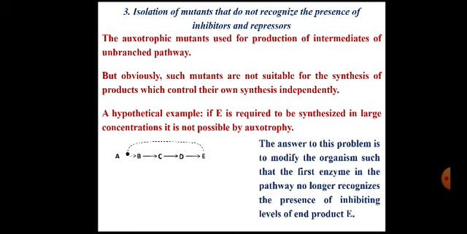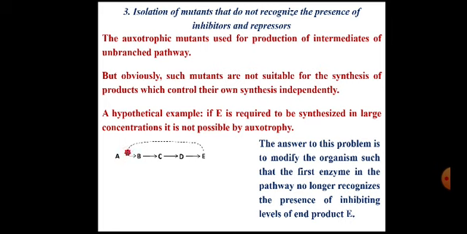Then what is the solution? The answer to this problem is to modify the organism such that the first enzyme, that is the key enzyme in the pathway, no longer recognizes the presence of inhibiting levels of the end product E. That means the organism is mutated such that it will now produce the first key enzyme as a modified enzyme, and that enzyme is resistant to the levels of E. That means that enzyme is now not recognizing E as a repressor or inhibitor.